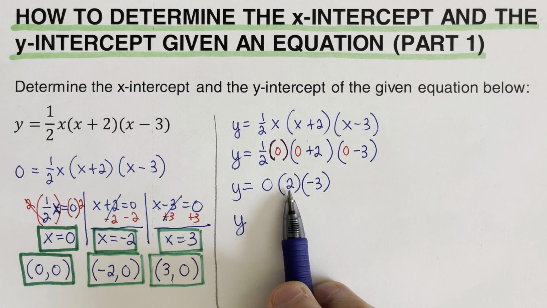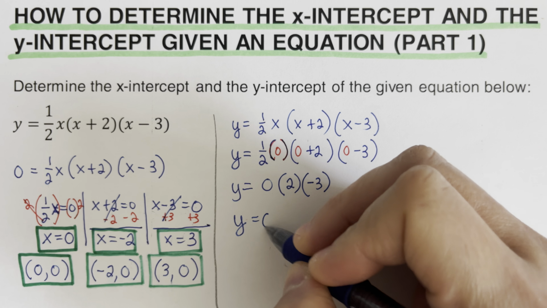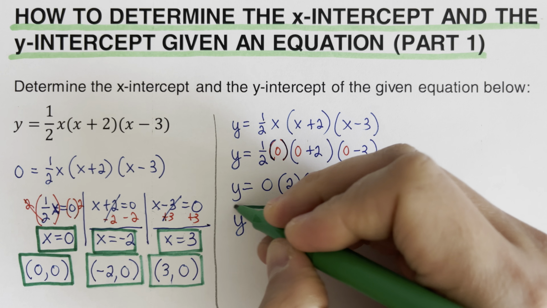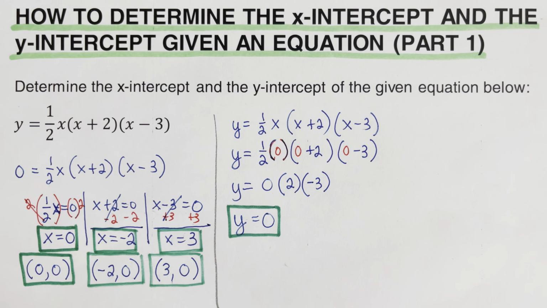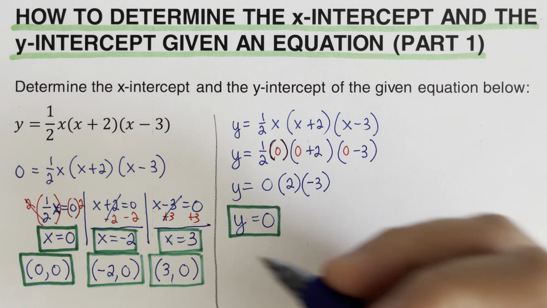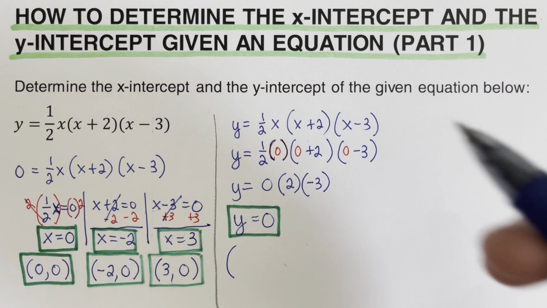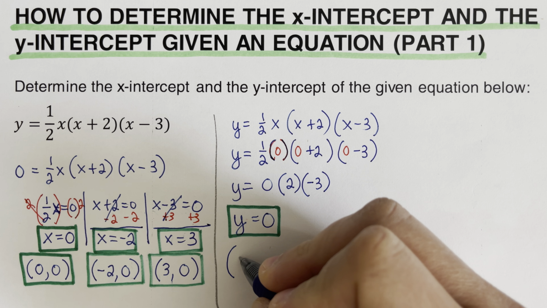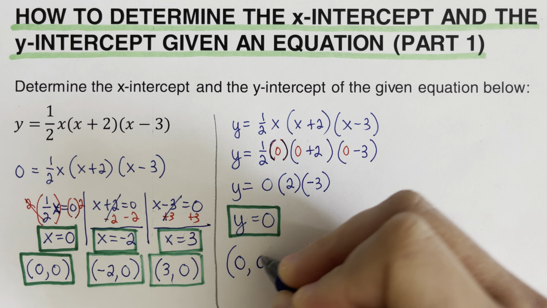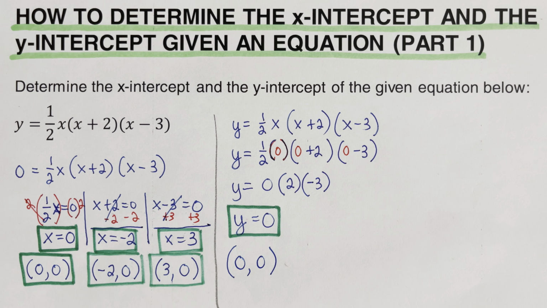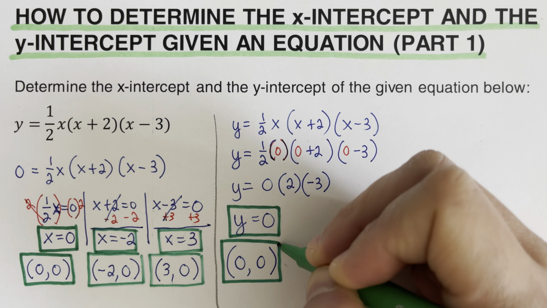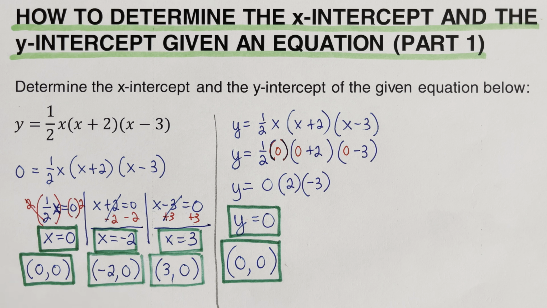0 times 2 times negative 3 is 0. So we can say that this is our y-intercept. We only have one y-intercept. If we want to change this to coordinate form, our x is 0, we set it to 0, and our y is 0 as well. So we say that our y-intercept is actually 0, 0.